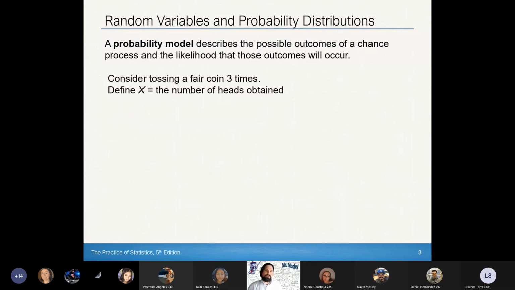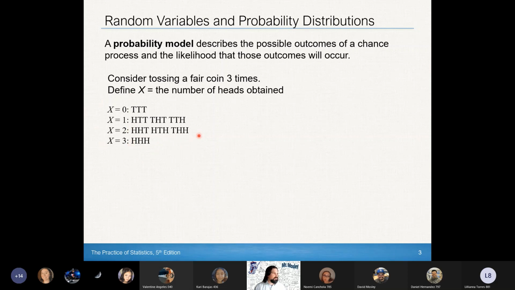So, random variables and probability distributions. A probability model describes the possible outcomes of a chance process and the likelihood that those outcomes will occur. For our initial example here, let's consider tossing a fair coin 3 times. We're going to define the variable X, a capital letter X, to be the number of heads obtained. So this variable X just keeps track of how many heads show up when I flip a coin 3 times. In this scenario, there are 4 different possible numbers of heads. I can have 0, 1, 2, or 3.